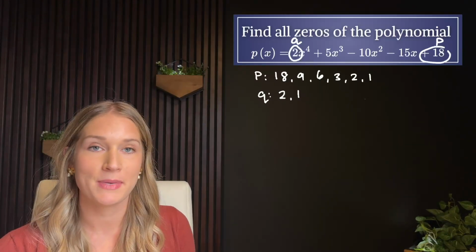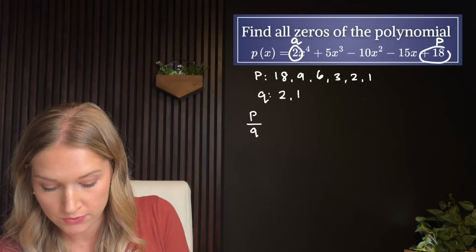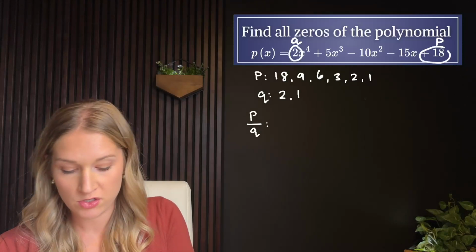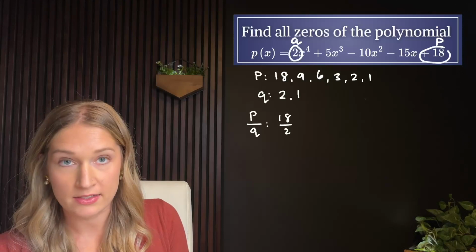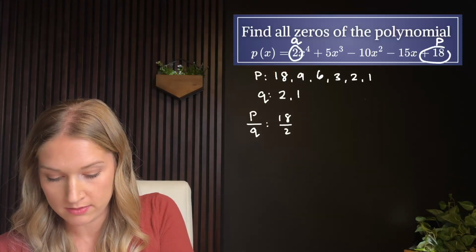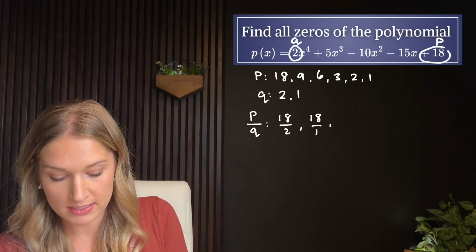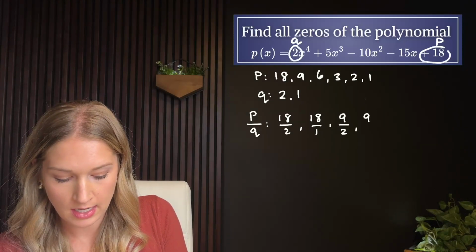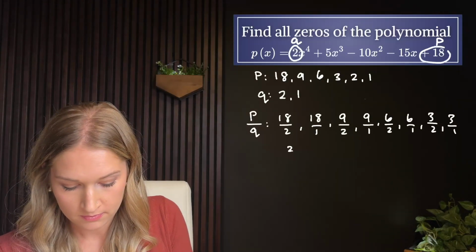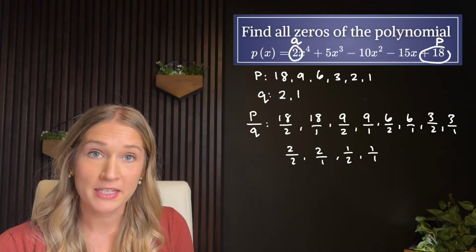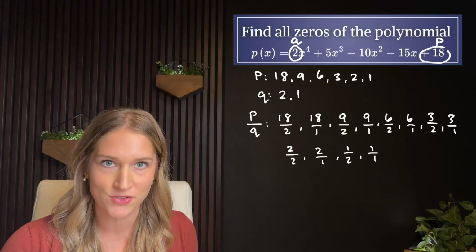So now I'm going to make my list of possible rational roots, and that's all the combinations of p's over q's. So my first combination could just be 18 over 2. Second combination, I could have 18 over 1. I'll reduce these later. Right now, I'll just make the list. Then I move on to my 9. I would have 9 over 2, 9 over 1, and I continue down the row. Now from here, I'm going to go ahead and simplify each of these fractions, and then I'll have my final list of possible rational roots.